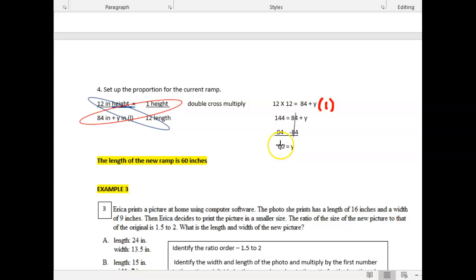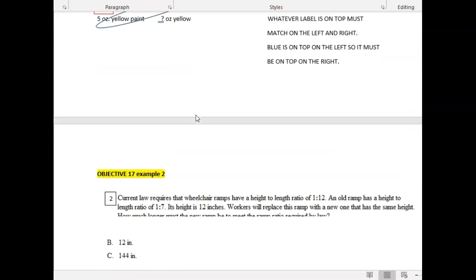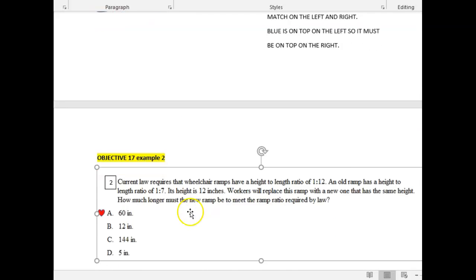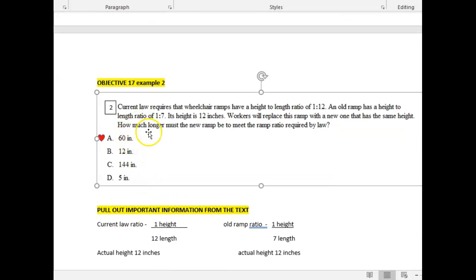144 minus 84 is 60. Now, this is misset. This isn't correct, actually. The length of the new ramp is 60 inches. That's not true. The length of the new ramp is not 60 inches. The length of the new ramp is 144 inches. But if we go back up to our text, it doesn't ask us for the length of the new ramp. It says, how much longer must the new ramp be? Now, that's why 60 inches is our correct response.